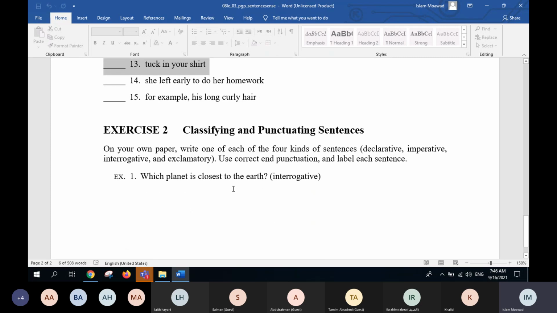On your own paper, write one of each of the 4 kinds of sentences. We need 4 examples. You're going to create 4 sentences using your own words: declarative, imperative, interrogative, and exclamatory. Use the correct punctuation and label each sentence. After you write the sentence, right beside it write declarative, interrogative, or exclamatory. Let's look at the first example he did here. He said, which planet is closest to the Earth? That's an interrogative sentence.